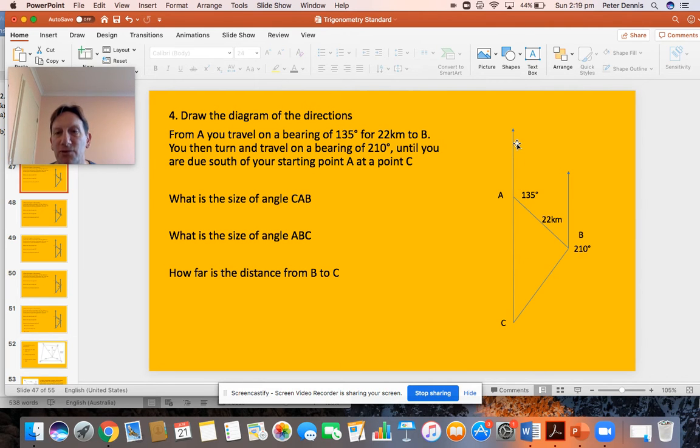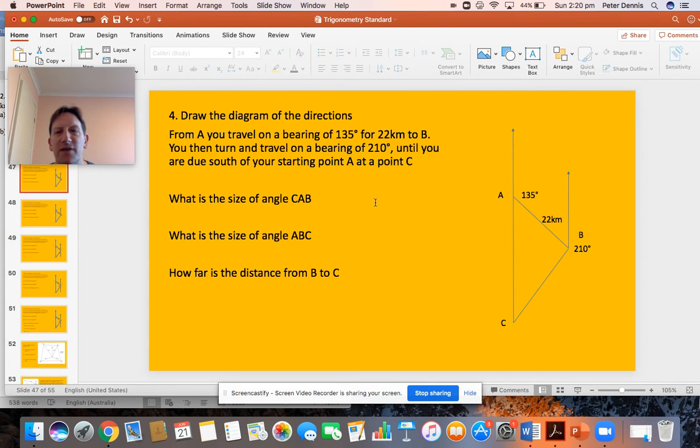I've put my two north lines in. I've got the 135 degrees. I'm heading down here 22 kilometers, and that is 210. So what's the first question? So we've got the sort of picture drawn there. It's very important that we put the two north lines in. We know that this is due south.